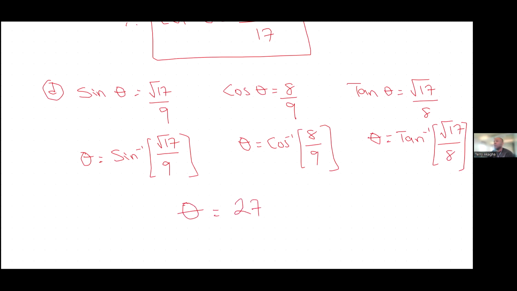The answer for theta you will get is 27.27, and this is in degrees. And that will bring us to the end of the basic trig ratios.